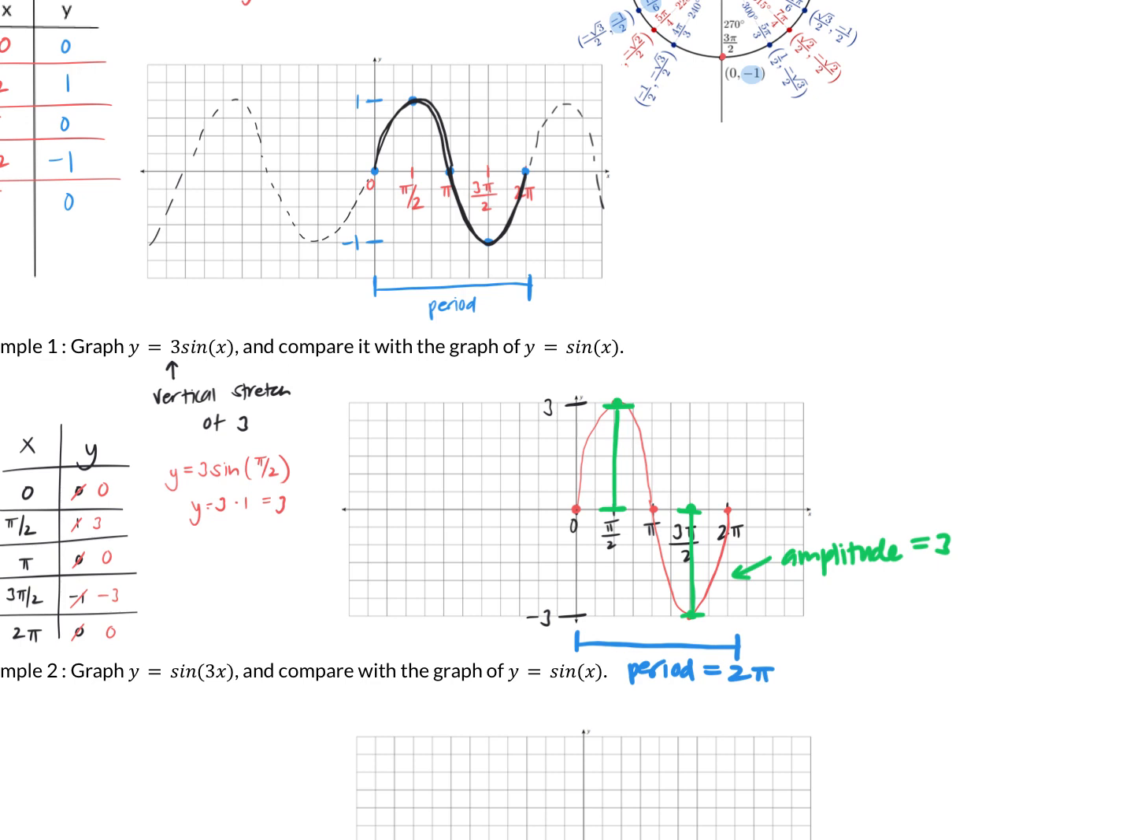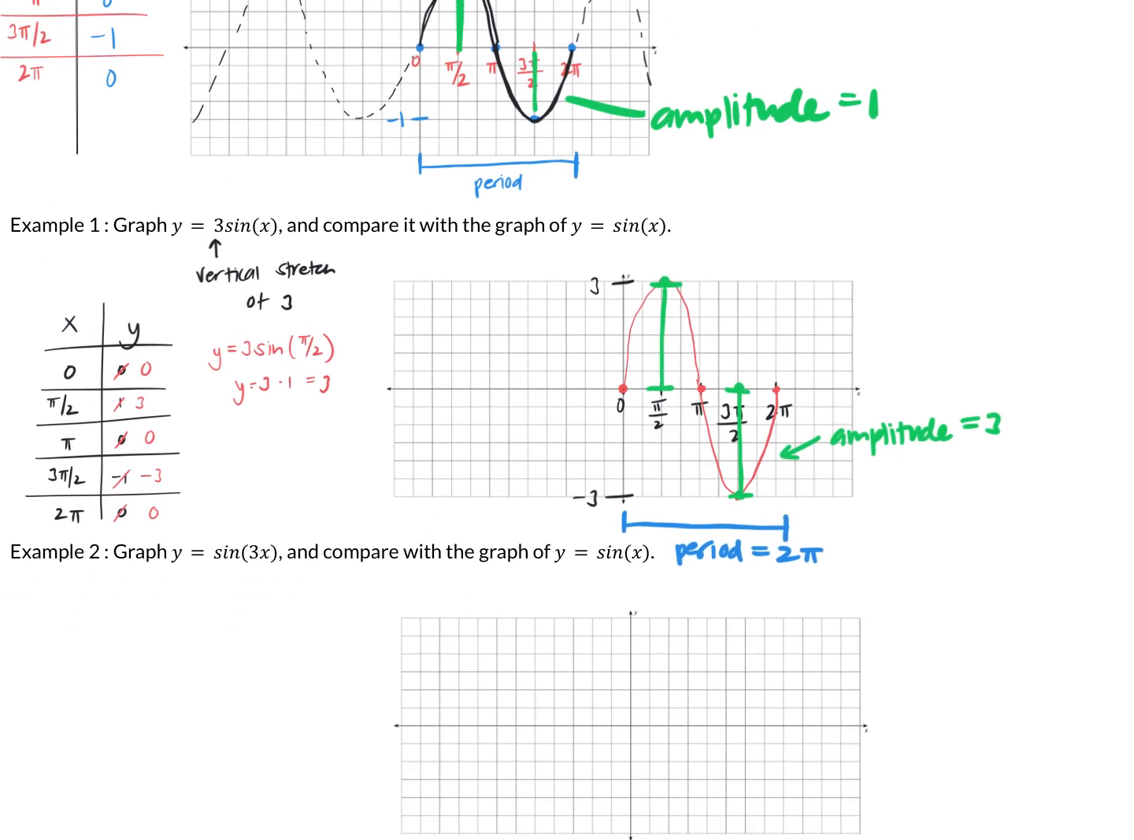If I look at the previous graph here, what would my amplitude be of this graph here? Just 1. My amplitude is 1. Very good. Okay, we're going to try example 2, and then we're going to look at Desmos. I'm going to let you guys play around and see how things affect the graph before we move on to cosine.